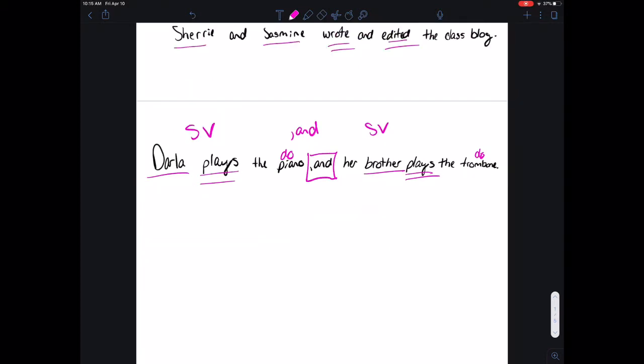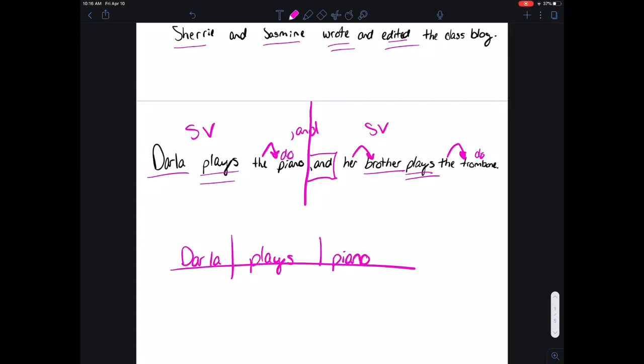All right, so let's diagram this compound sentence. I'm actually going to start by finishing marking it. The modifies piano, it's an adjective. Her is an adjective that modifies brother, and the modifies trombone. I'm going to start with the first part of this compound sentence, the first independent clause, which ends where the conjunction is. I'm just going to draw a line so y'all can see it. Darla was my subject. Plays was my verb. It's an action verb. We said piano was a direct object, right? And the modifies piano.